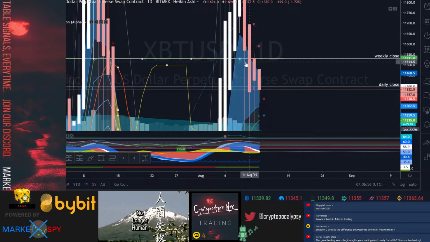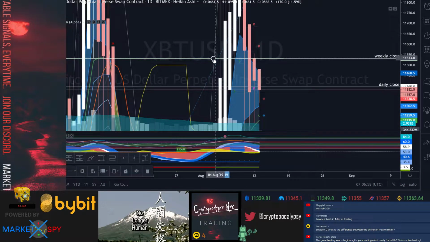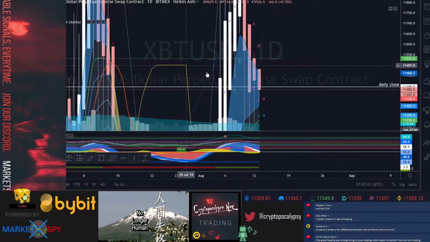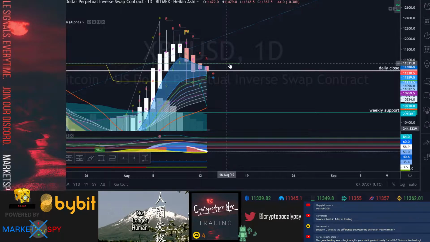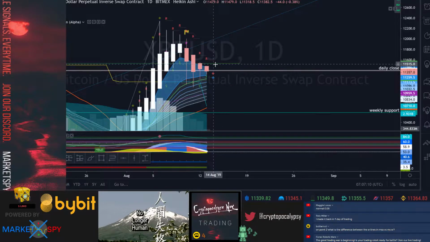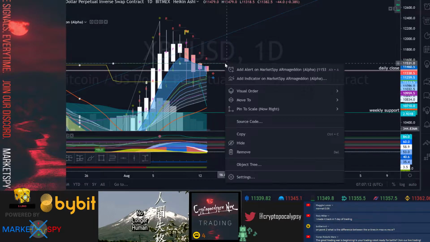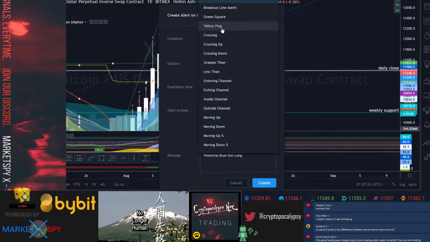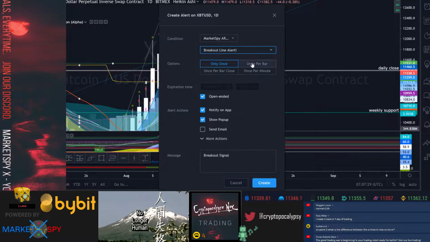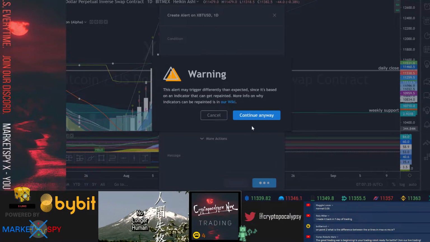But once you do that, can't see it, right? I'll delete this. Here it is. Here's the green line. It's been plotted for you. This is your long breakout signal, meaning if we go above it, you want to be long. So what you can do now is click on add alert on MarketSpy Armageddon and check this out. You have your bullish blue dot alert already here, but now you have your take money flag, yellow flag alert, and the breakout line alert. You enter that once per bar, and this is the breakout signal that you're looking for.